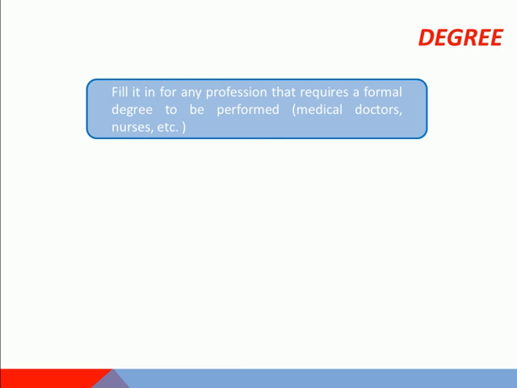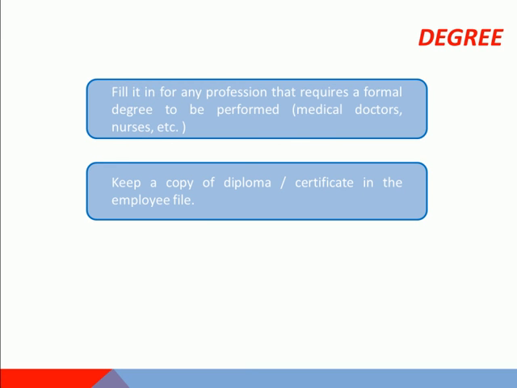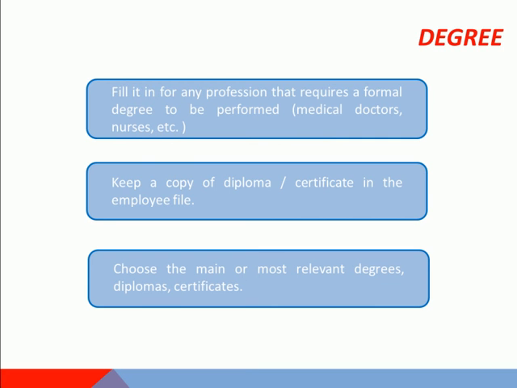Information on academic education is important to record, particularly with regard to medical staff as doctors or nurses, but also to any profession that requires a formal degree to be performed. We should enter diplomas and certificates for which we have a copy in the employee file. And as only 2 text areas are available, we have to select the main or most relevant diploma or certificate.